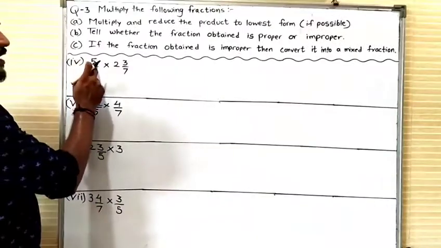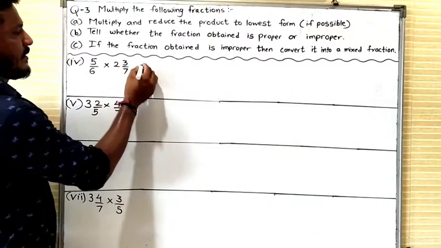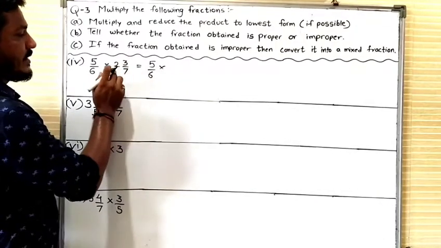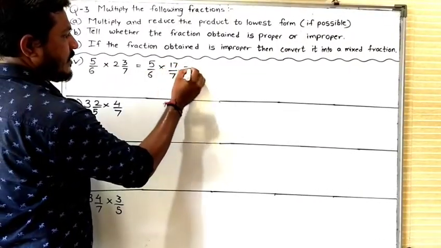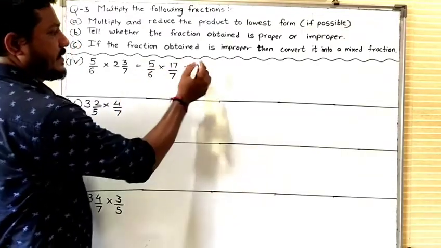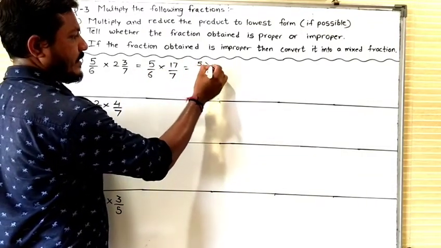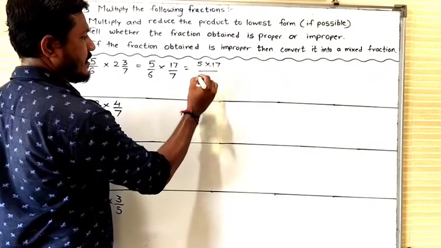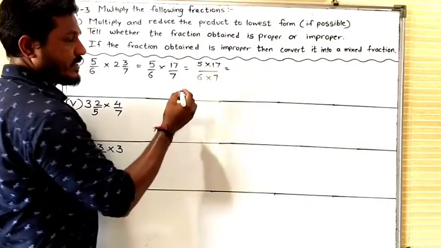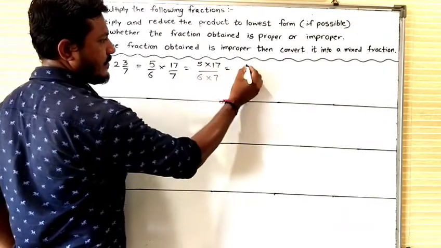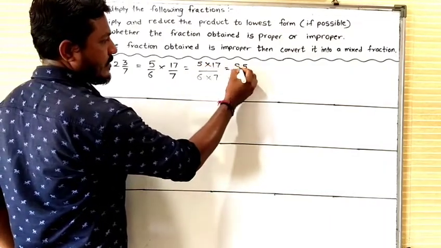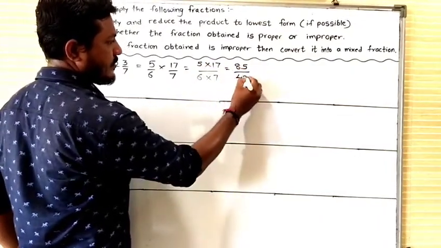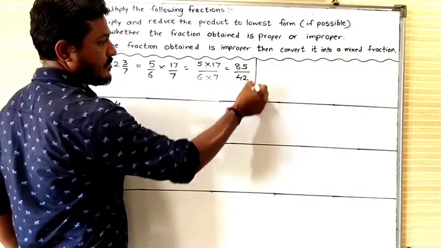Sum number 4, 5 by 6 into 2 integer 3 by 7. Convert 2 integer 3 by 7, that is 2 7s are 14, 14 plus 3, 17 by 7. Now multiply 5 into 17 and 6 into 7. 5 7s are 35, 3 carry, 5 1s are 5 plus 3 is 8, 6 7s are 42. Now dear student, here it is not possible to reduce.